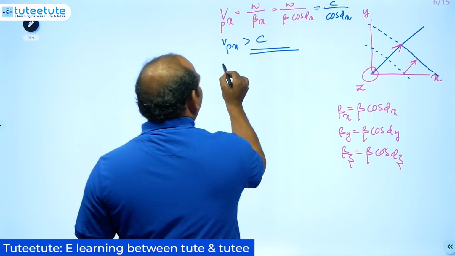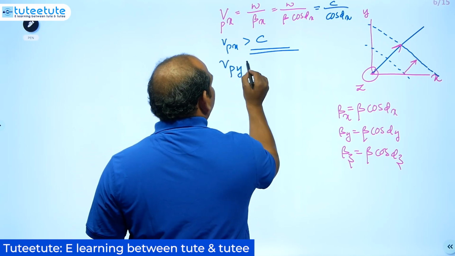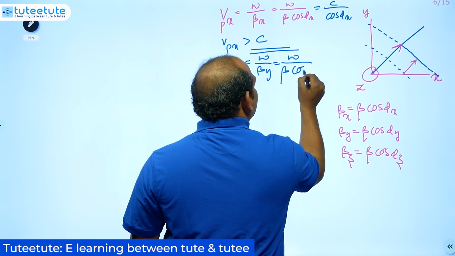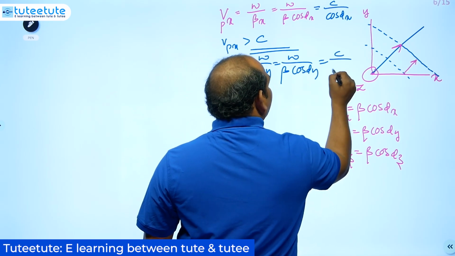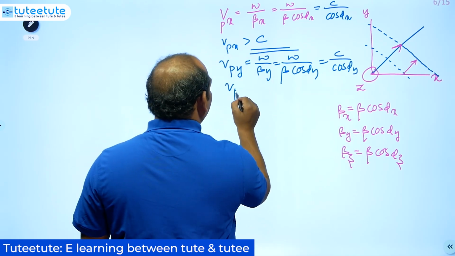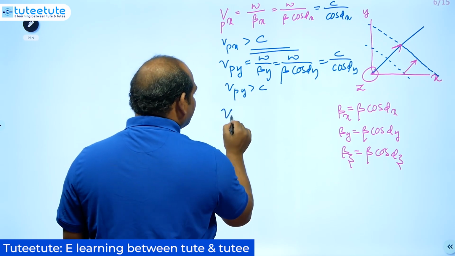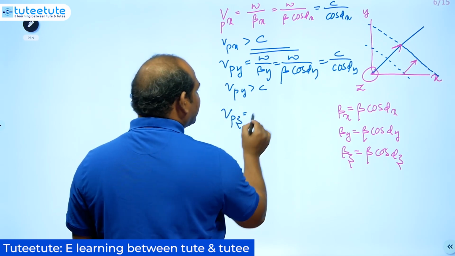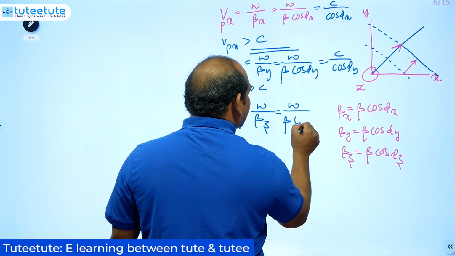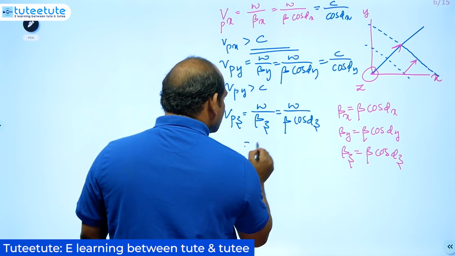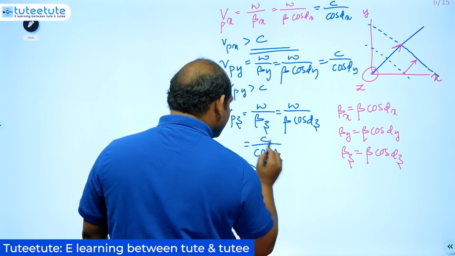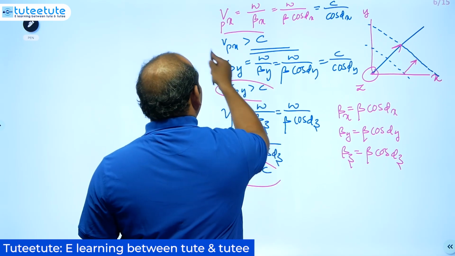Similarly, if you find the phase velocity in the y direction, that is omega by beta y, which is omega by beta cos phi y. So it is equal to c by cos phi y. Like this you will get. Vpy is also greater than c. And Vpz, the phase velocity along the z direction, is given by omega by beta z, that is omega by beta cos phi z. So it is also c by cos phi z, so Vpz is also greater than c. Greater than c, greater than c, greater than c.